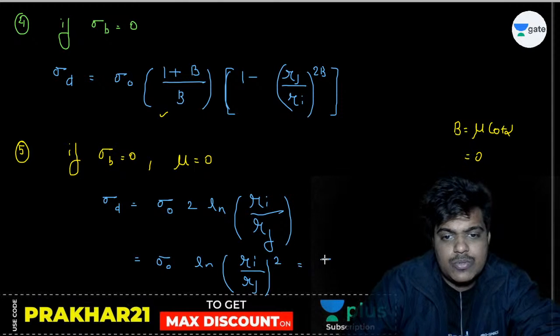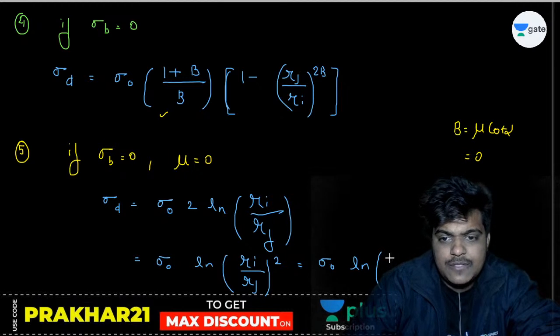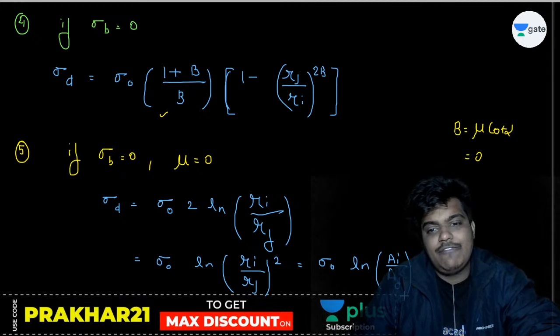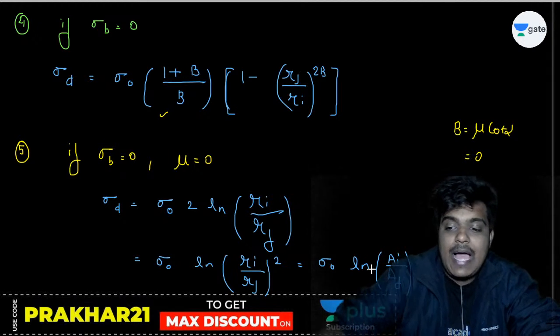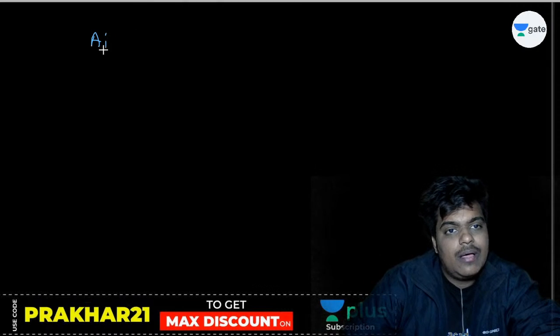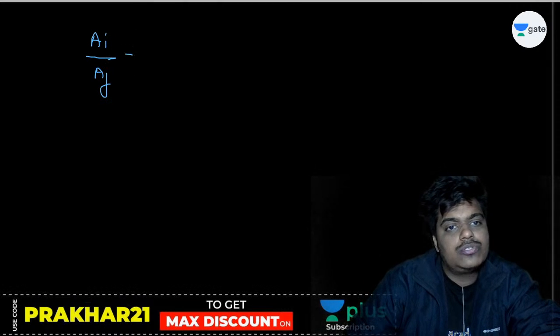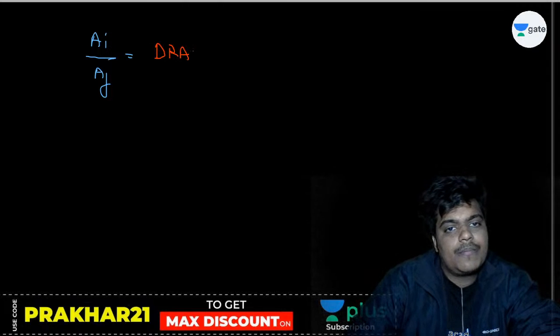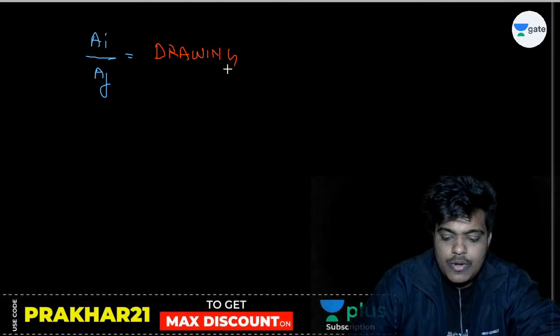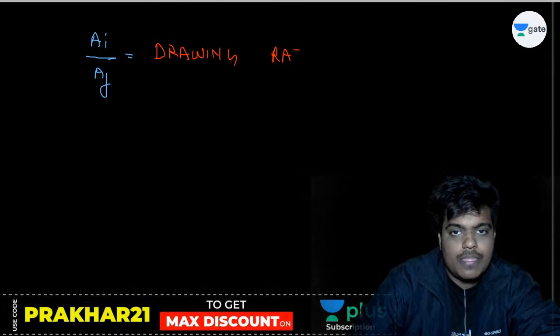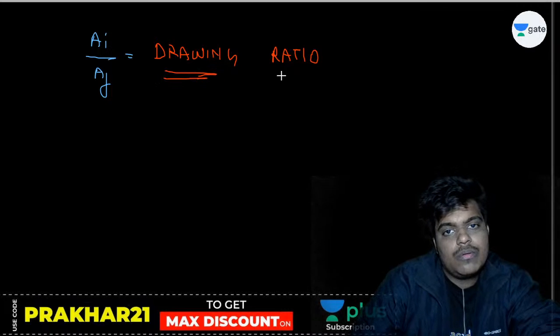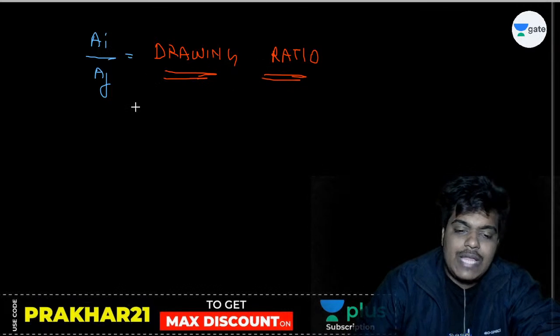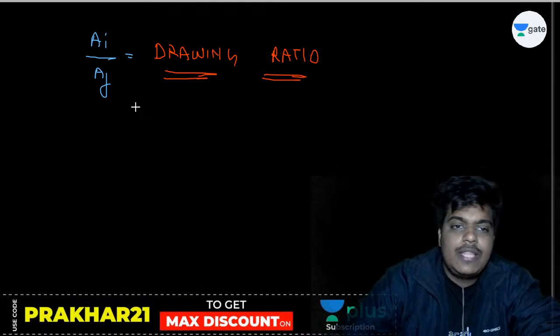If you are taking this square, sigma naught log of pi ri square by pi rf square is area initial by area final. And initial area by final area is also known as drawing ratio. So that is why I have given you the condition. देखो अभी तो सिग्मा आया.